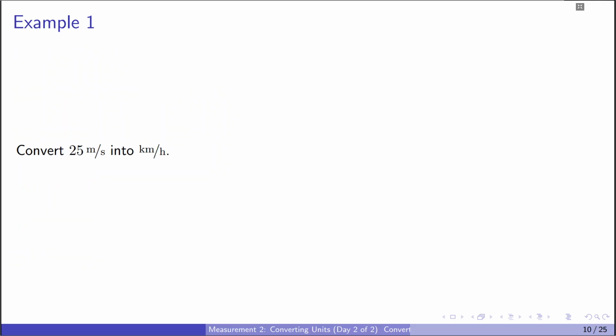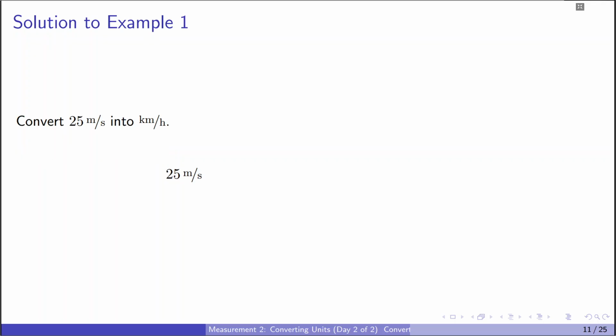So let's look at examples. Let's convert 25 meters per second into kilometers per hour. So we start with 25 meters per second. 1 kilometer per 1,000 meters will take our meters in the numerator and turn them into kilometers. Now we need to get rid of the seconds which are in the denominator. So for turning seconds into hours, we need a fraction that has seconds in the numerator and either hours or an intermediate unit like minutes in the denominator.